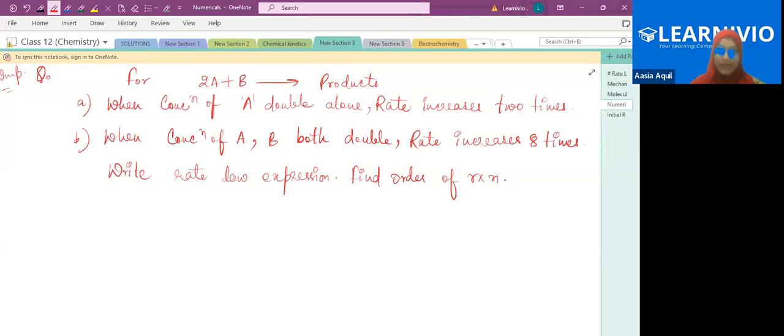We don't know the rate with respect to A and B, so just write down X and Y, right? The power will be X and Y because we don't know the order of the reaction. We have to find out the order of reaction. Once we get to know the order of reaction, you can easily write down the rate law expression.